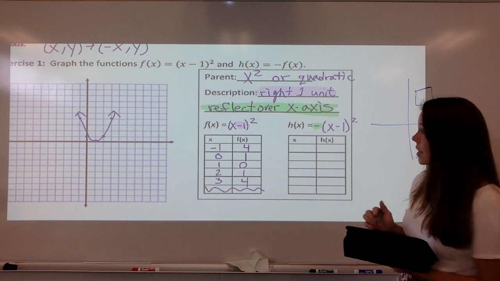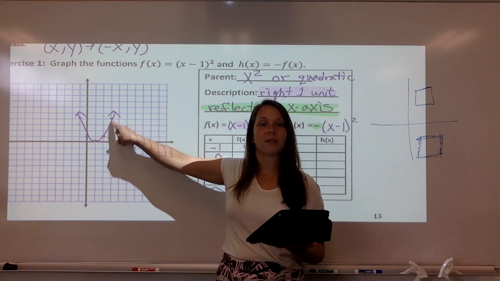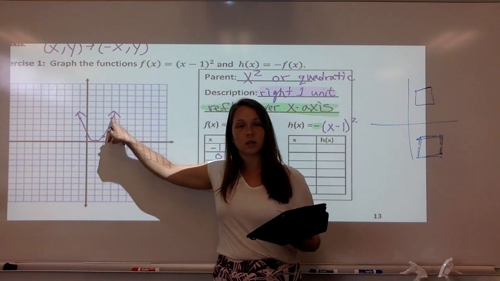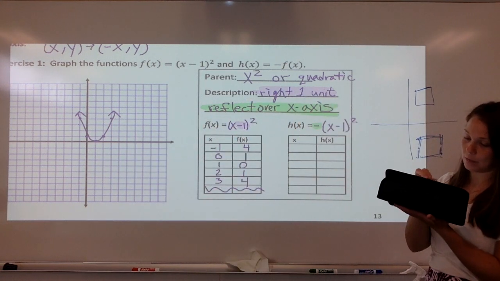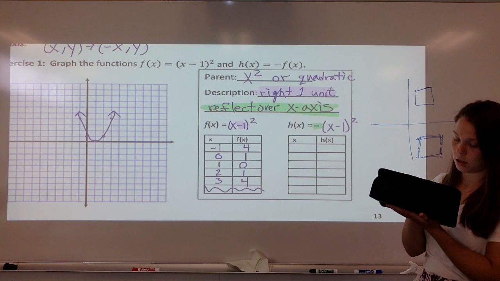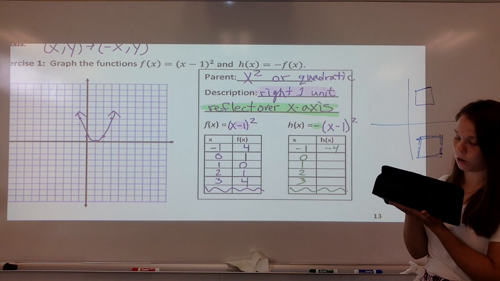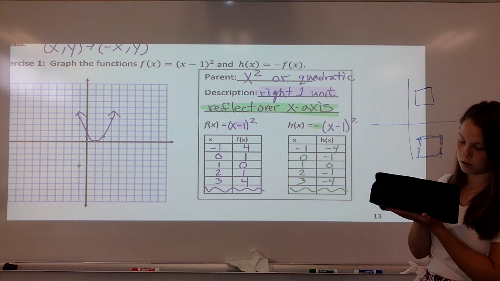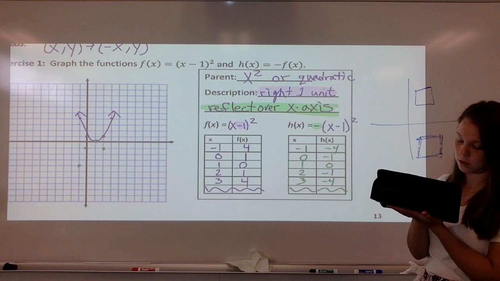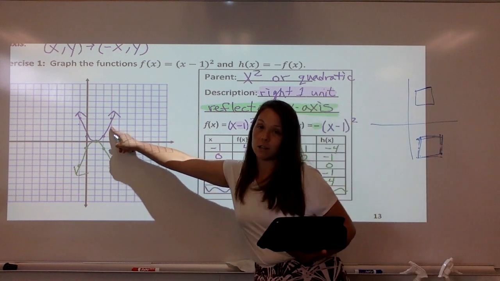So what that means for me is that all of these points, I'm going to reflect over my x-axis, which means all of these values that had positive y numbers are now going to be negative. That's the only thing that's going to change. So my x's are going to stay the same, but my y values are all negative. Because now when I go to graph them, you're going to notice that it's a mirror image over the x-axis of this one we have in purple.